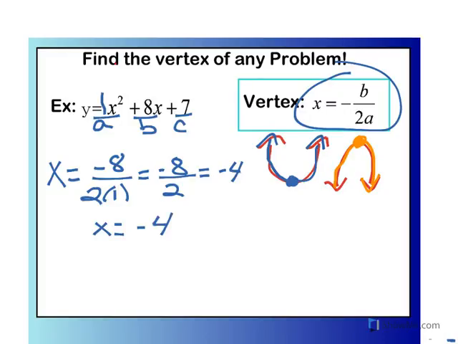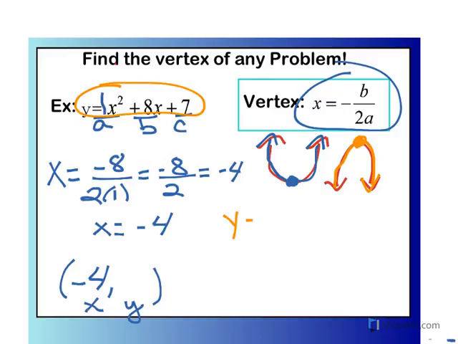But if you remember, anytime we write the coordinates of a point, we have an x-coordinate and a y-coordinate. We have our x, we now need to find our y. So take a moment and think, do we have an equation anywhere that tells us how to find y? Right there. We have that y is equal to x squared plus 8 times x plus 7. We found x to be negative 4, so we're going to sub in negative 4 wherever there was an x.